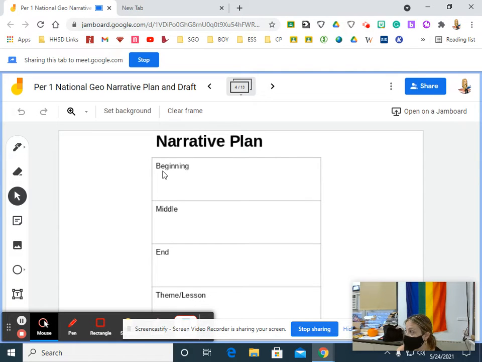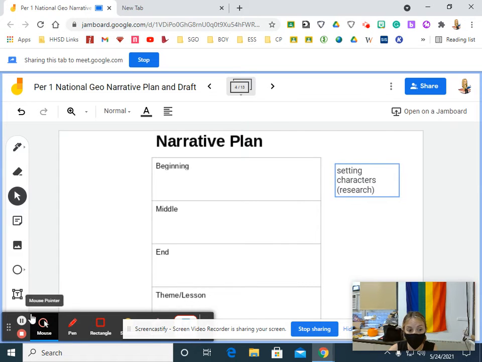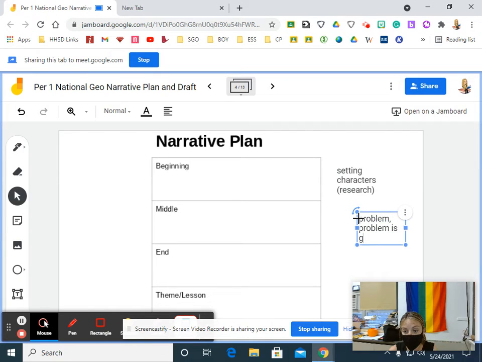So in the beginning, you're going to have the elements of the setting, the characters. In the middle, you're going to have a problem and how the problem gets worse. And at the end, you're going to show how the problem gets solved. Let's write that out so that we remember. The beginning, we're going to have the setting, the characters, and you're going to use a lot of the research you did before. In the middle, you're going to have a problem, and the problem is going to get worse.